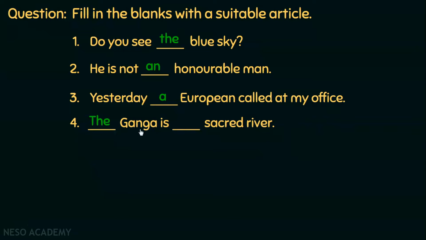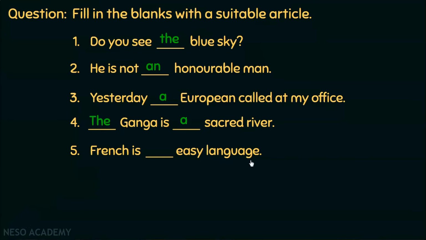Moving ahead, the Ganga is dash sacred river. Now we know that rivers are something which can be counted. River is written in the singular form in the sentence. So something which can be counted and is in the singular form will always take a with it. The next question is, French is dash easy language. Now language is a singular countable noun and it is preceded by an adjective, which also gives us the sound of a vowel. So we simply say French is an easy language.